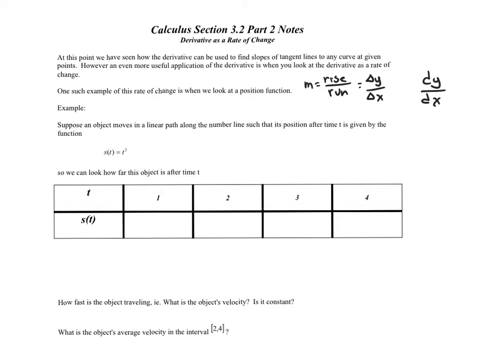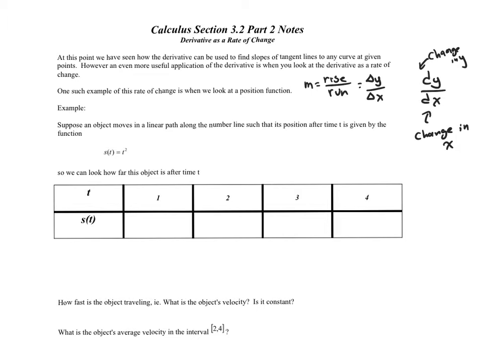Well, this similarly says kind of the same thing. The dy is the change in y, and the dx is the change in x. The only difference is it's not necessarily on a line, it's on the line that's tangent to a curve at a certain point. But the concept that it's the change of one variable over the change of the other is kind of the basis of how we can use the derivative as a rate of change.